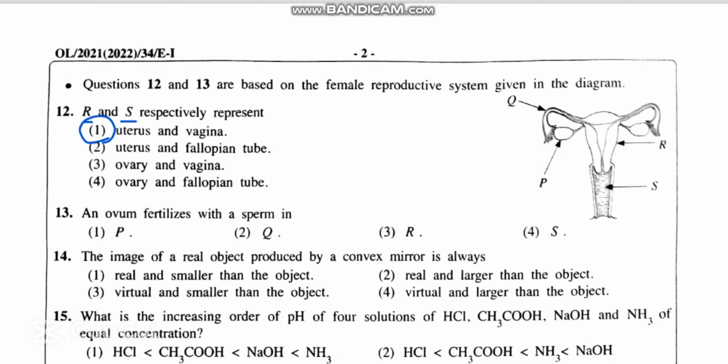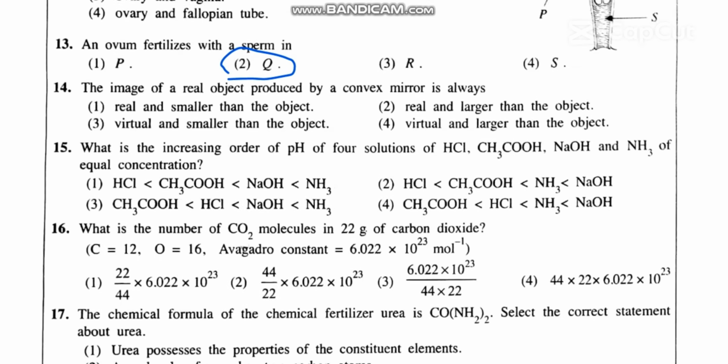R is the uterus, where implantation takes place. S is the vagina. An ovum fertilizes with a sperm in the fallopian tube. So P is the ovary, Q is the fallopian tube. So there only fertilization takes place. Here of course you should know the theory part, otherwise you can't do it.